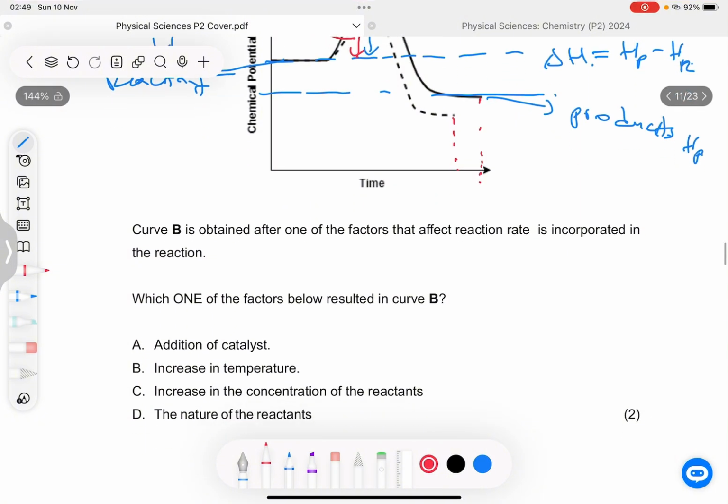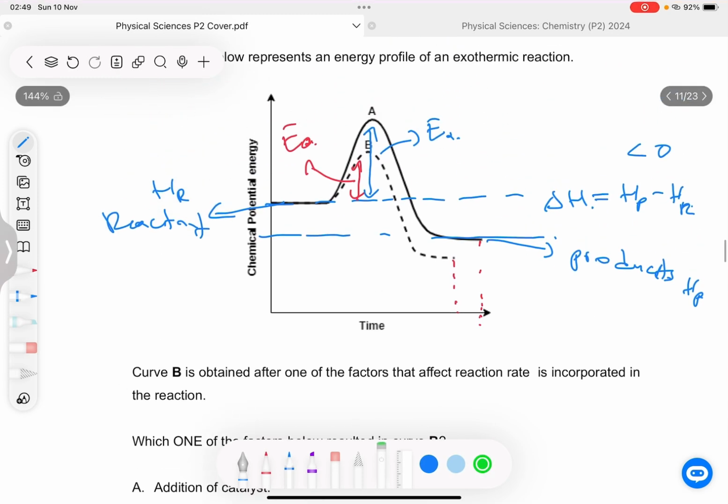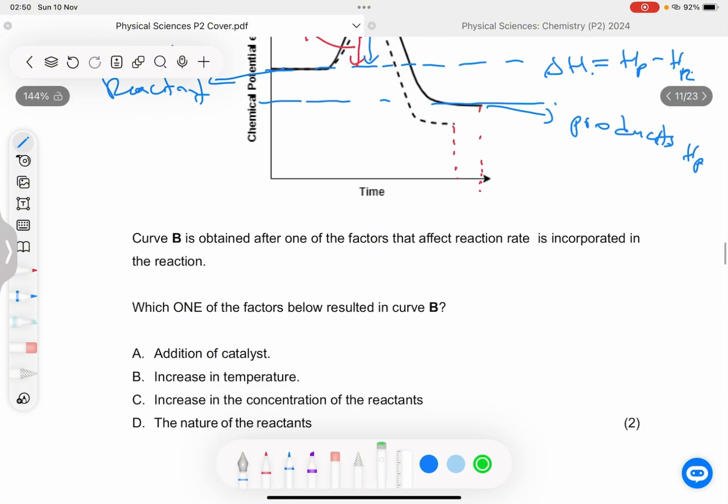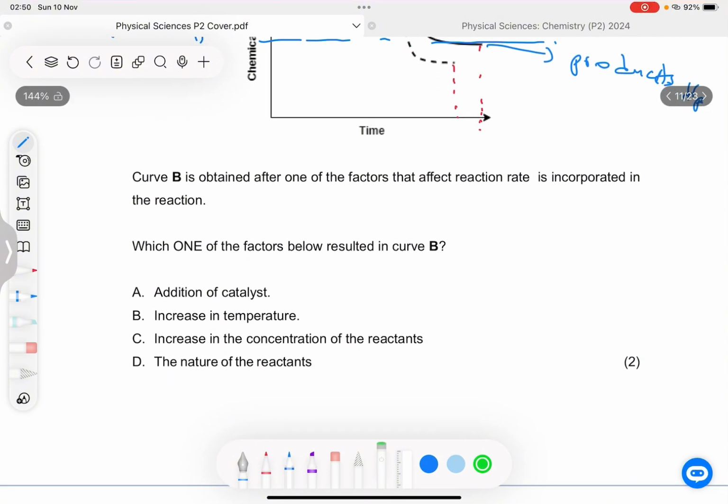But just to be sure, let's look at other options. If we increase the temperature here on B, you will note that our activation energy will be more, because by increasing temperature we're adding more energy. So we'll have a graph that moves like that. Yes, the reaction can be quicker compared to the first one, because temperature will also make the rate of reaction increase. But the activation energy now will be much bigger because we are putting more energy into this reaction. So temperature is not curve B.